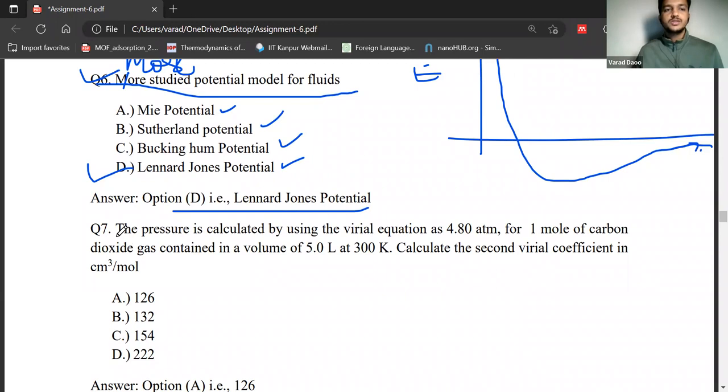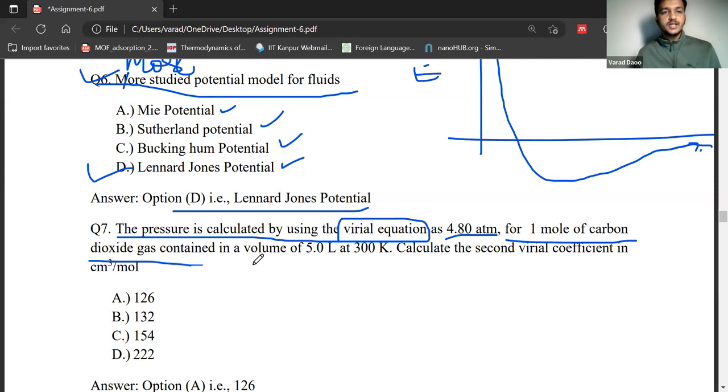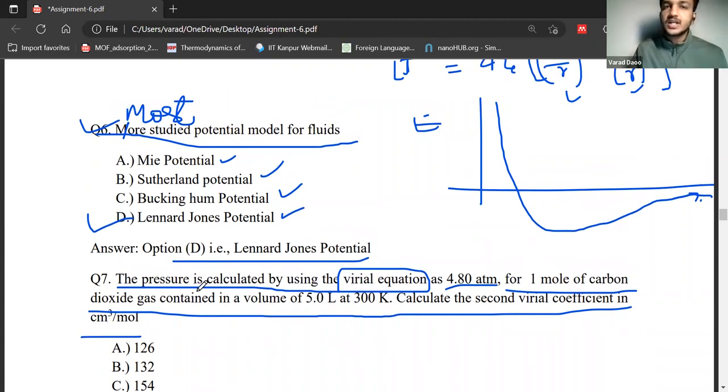Okay. So the next question is the pressure calculated by virial equation, right? The pressure calculated from the virial equation is 4.80 atmosphere for some gas. For 1 mole of carbon dioxide gas contained in a volume of 5 liter at 300 Kelvin, calculate the second virial coefficient. We are given the mole of carbon dioxide, the volume, and the temperature, and what we are asked to find is the second virial coefficient.